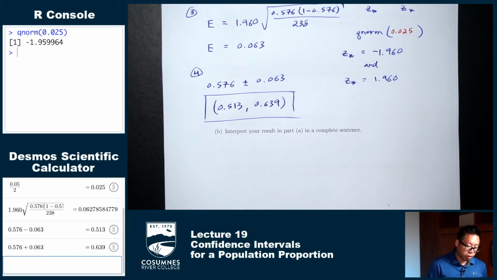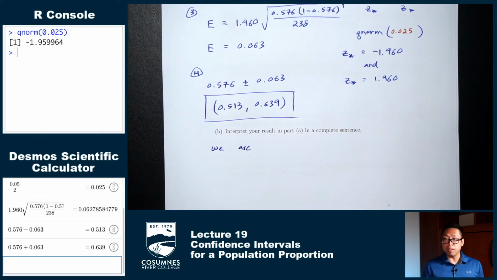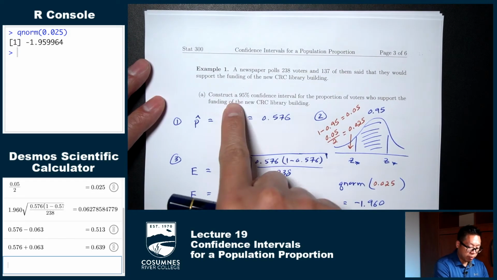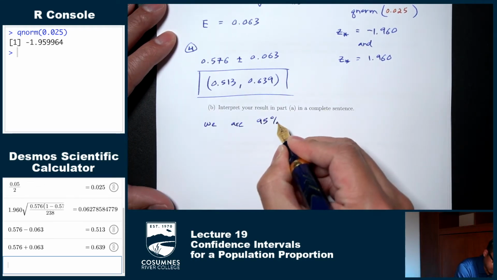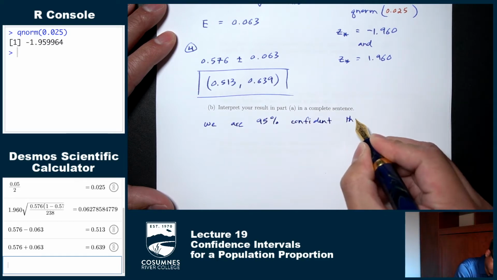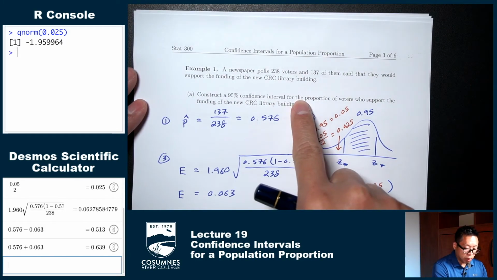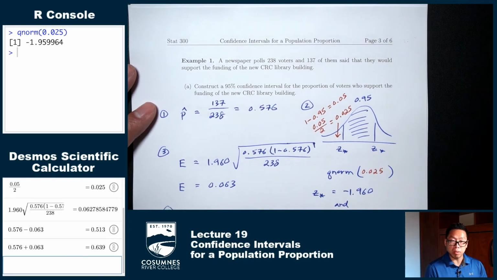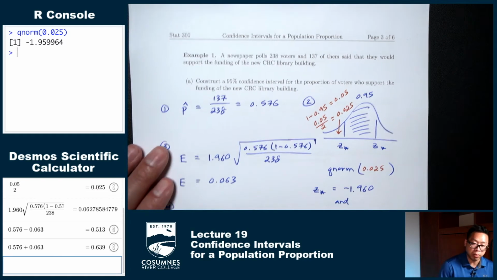Part B, interpret your result in part A in a complete sentence. So this is the sentence I want you to write for all of these. So start off by saying we are, state your confidence level. So in this problem, we are 95% confident that, and for this question, we're talking about the proportion of voters who support funding the new CRC library building. So I'm just going to copy that part. The proportion of voters who support the funding of the new CRC library building.